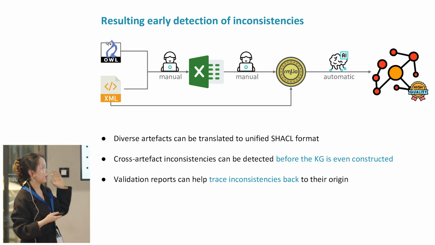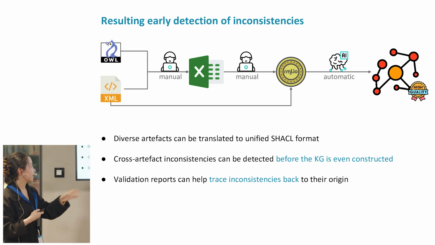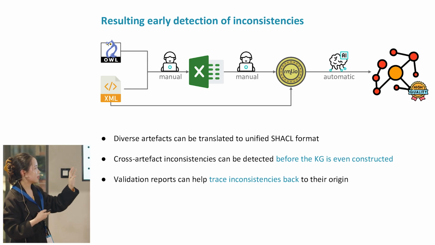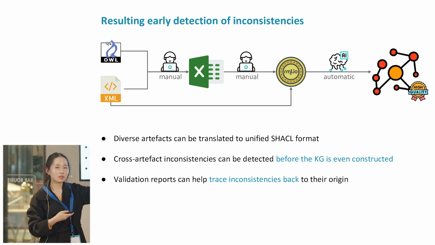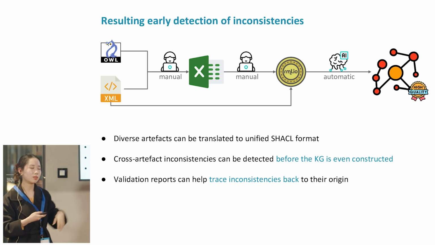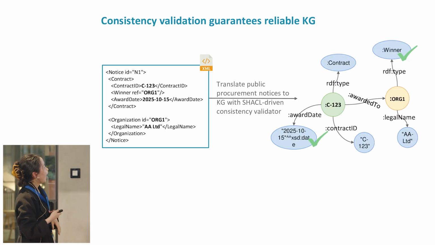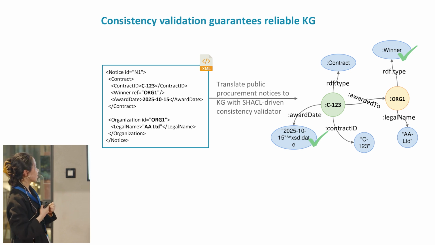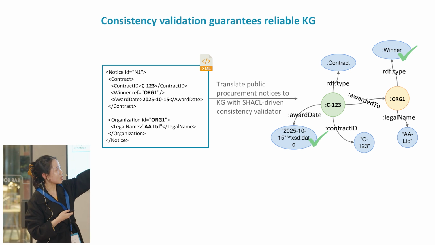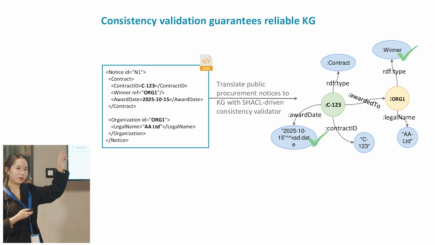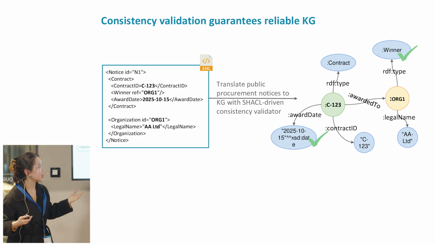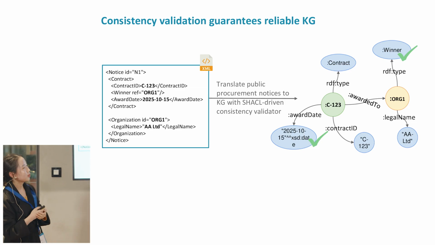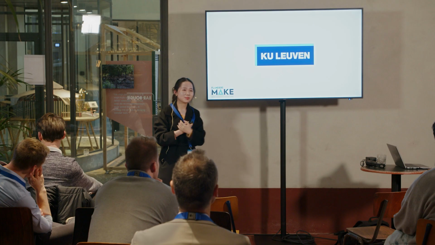By applying our methodology, we can easily detect the inconsistency before the knowledge graph is constructed. Finally, benefiting from our validator, you can easily see that the reviewer is wrong, and then people can fix it before the data is generated. Now we can have a reliable knowledge graph. Thank you.